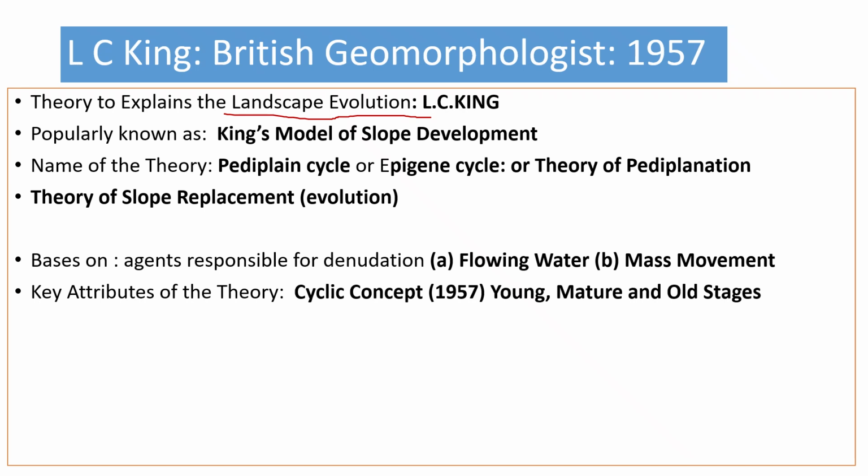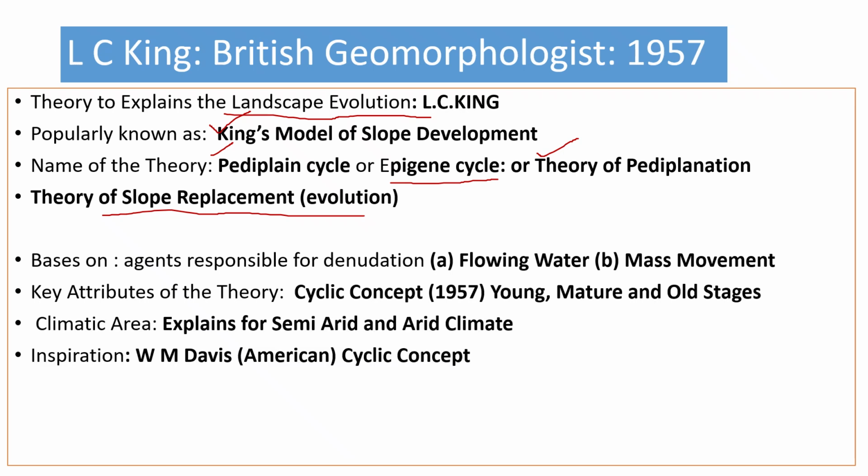The theory is popularly known as King's model of slope development, theory of pediplanation, or pediplan cycle, or theory of slope replacement, and also known as epigene cycle. Epigene means the behavior of the environment changes the system, changes the gene. He was inspired by the Davisian concept of erosion. Therefore, his theory is basically a cyclic concept, and it is segmented into three parts: young, mature, and old stage.